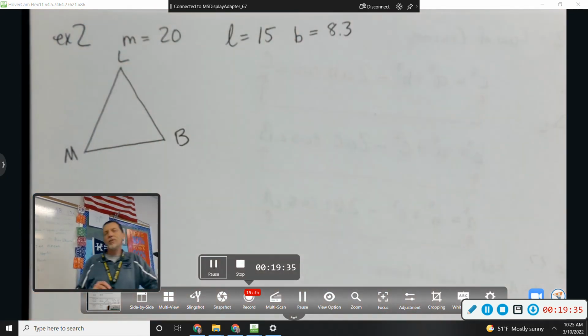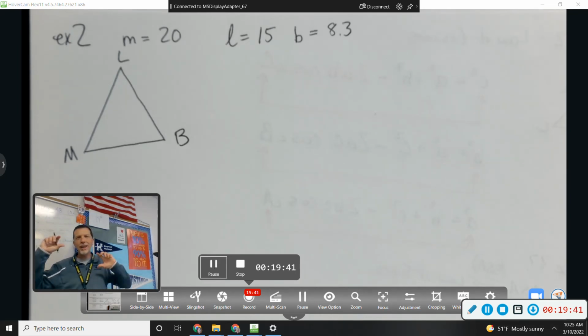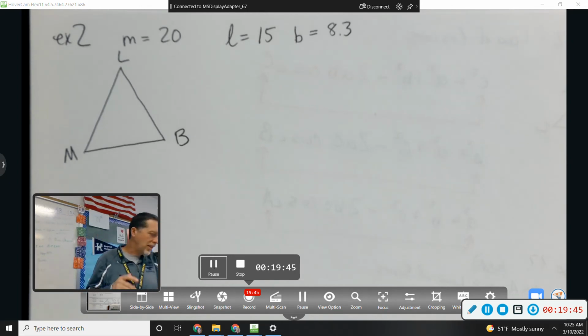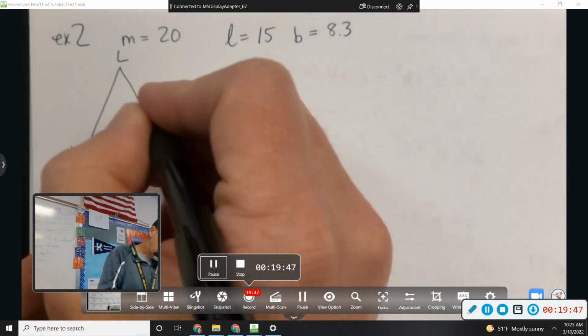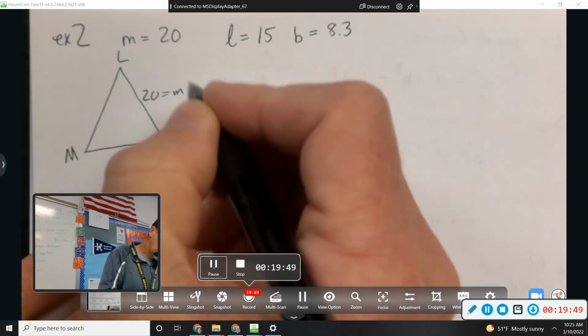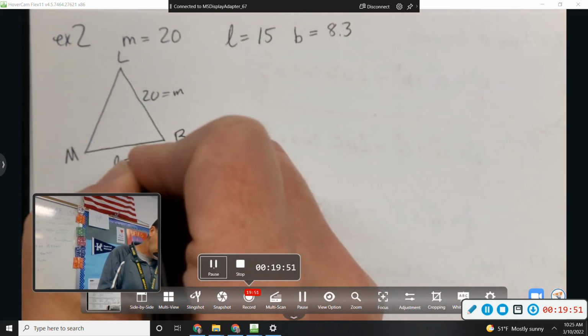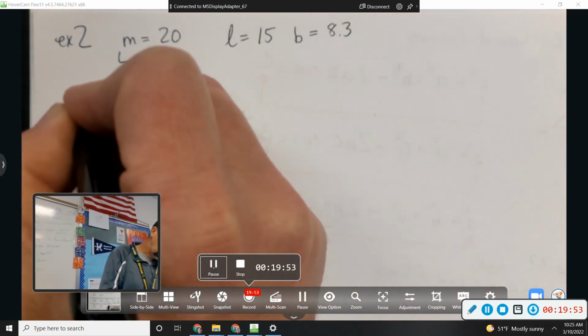Really, I just wanted to use letters other than ABC so that you start learning equations like where they are on the triangle rather than just A, B, and C. So side M is 20. Side L is 15. Side B is 8.3.